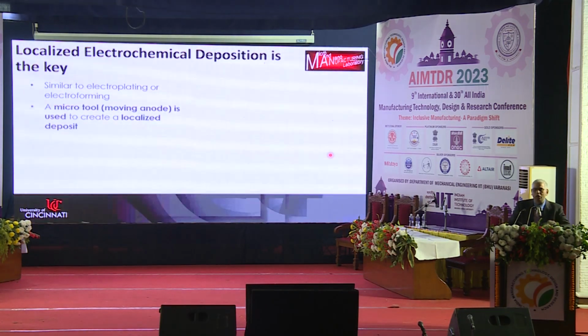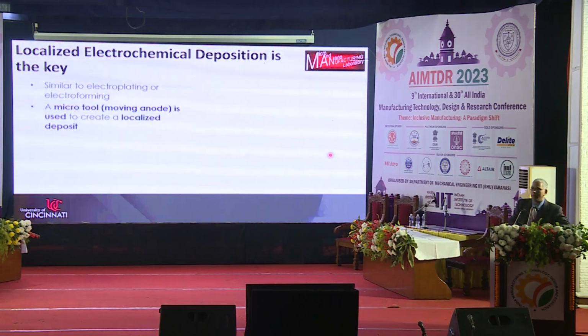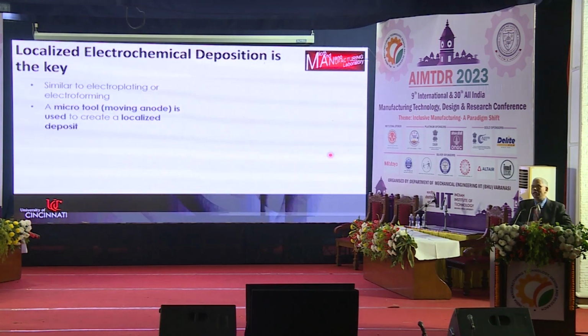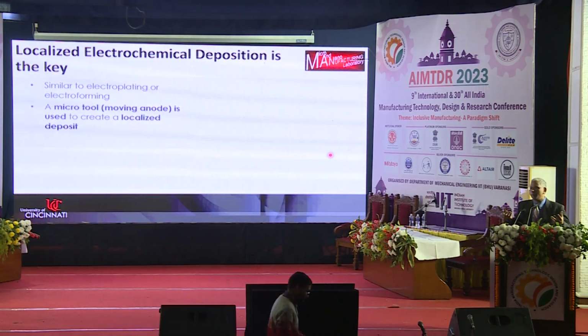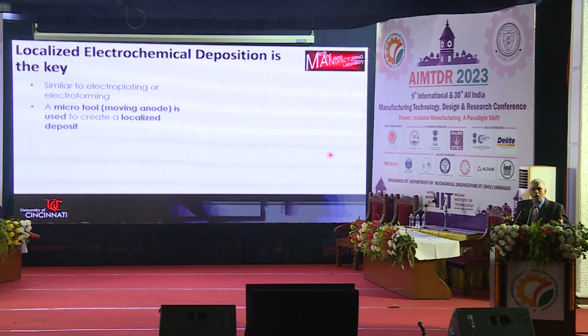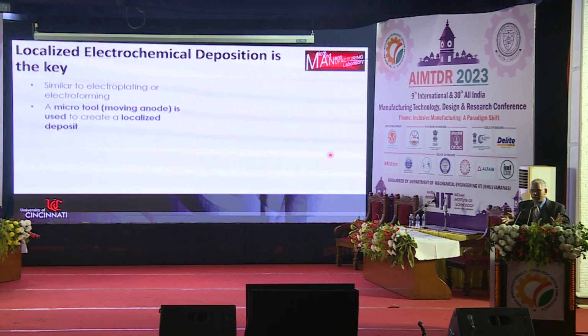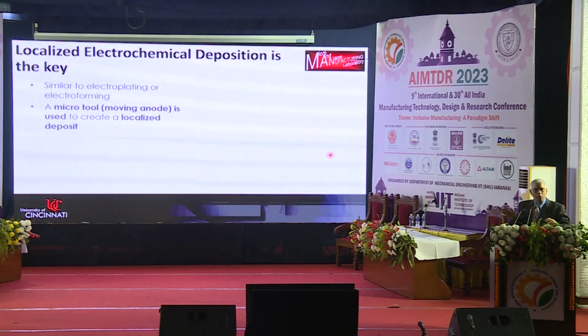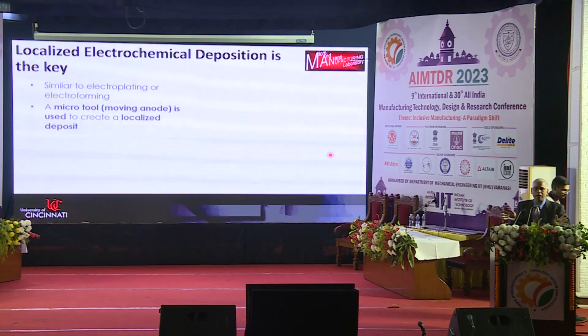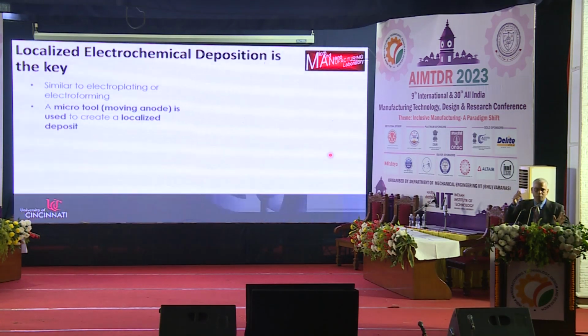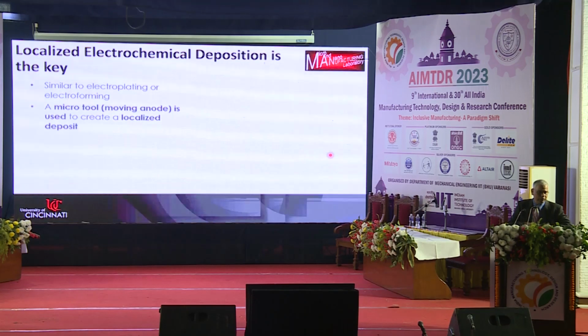So it's kind of similar to electroplating or electroforming. The only difference is that in electroplating or electroforming, you have to have a base material. On top of it, you can do the coating or anything, but when it comes to ECAM, there is no base material at all. So it is just a CAD model. That CAD model is bringing some physical objects, so that is the key difference.